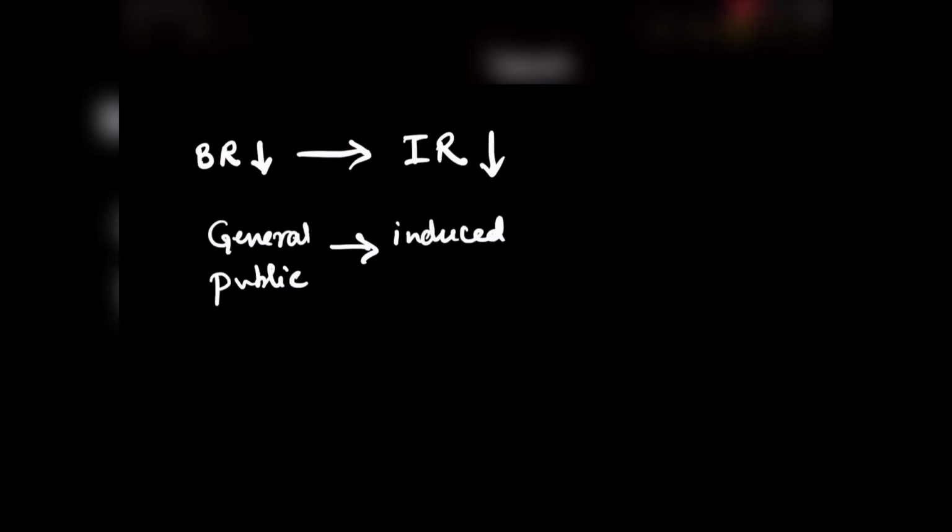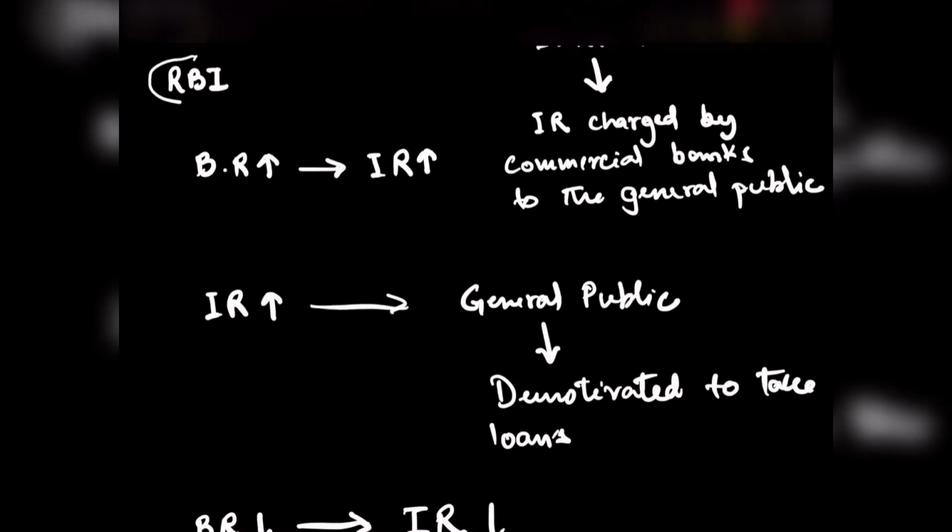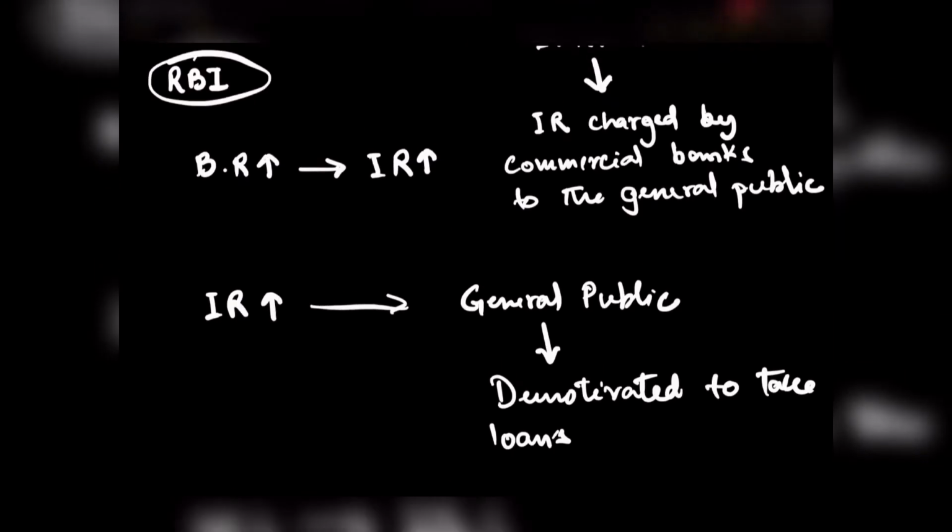Conversely, if the bank rate is reduced, then it will lead to the reduction of the market rate of interest as well. Now in this condition, the general public will be induced to take more loans from the commercial banks, which means that RBI can use this instrument to solve the problem of inflation or deflation.